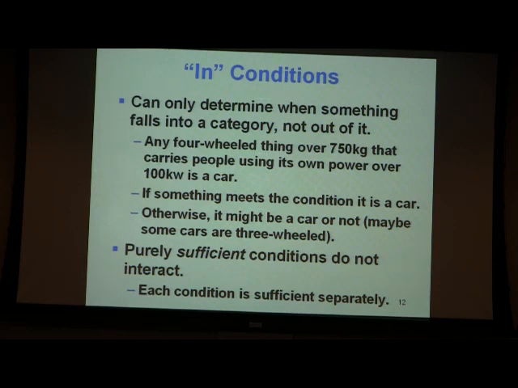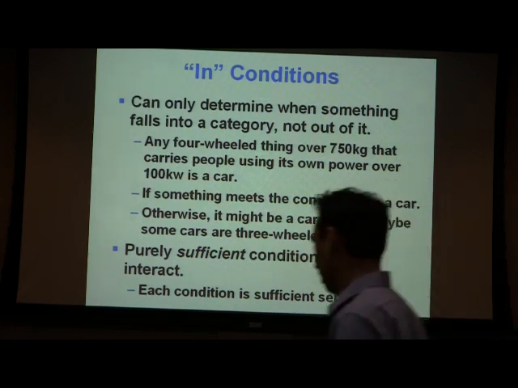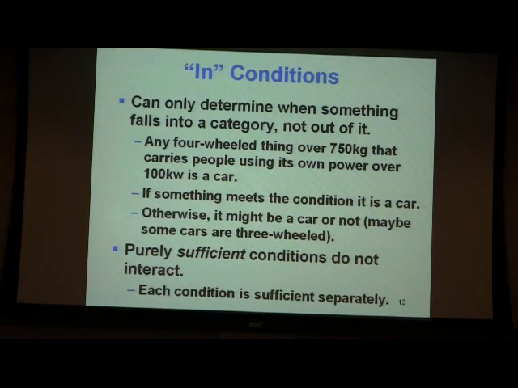It could be that there's another sufficient condition that says, well, three-wheeled things with those characteristics are also cars. So when you look at a purely sufficient condition like that, they won't interact. Each condition is sufficient separately. There might be three-wheeled cars, four-wheeled cars, and so on. And those might have a separate condition.